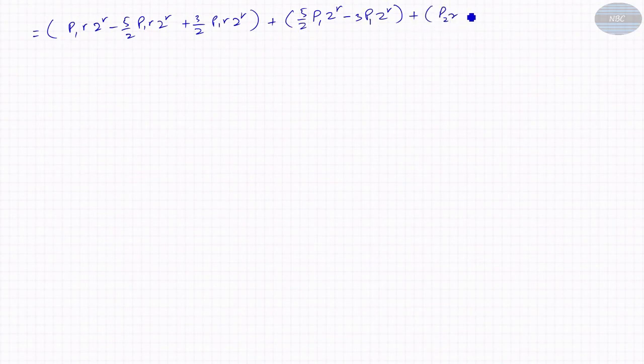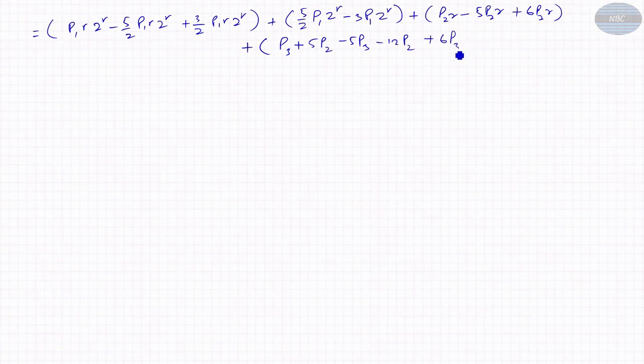We have p2 r minus 5 p2 r plus 6 p2 r. Okay, so here all the r terms are written at one place. Here all the r 2 to the power r terms. Here all the 2 to the power r terms. Here all the r terms. And the last is the constant. The constants are p3 plus 5 p2 minus p3 minus 12 p2 plus 6 p3.